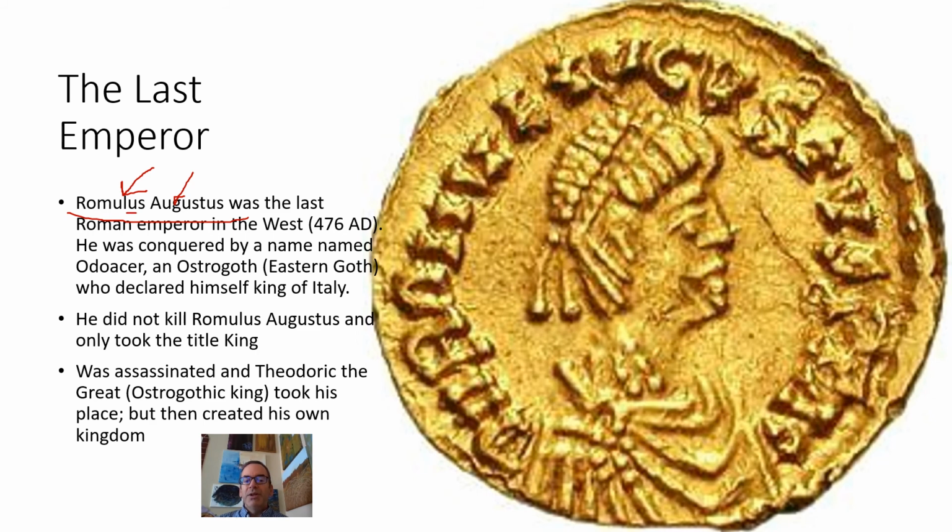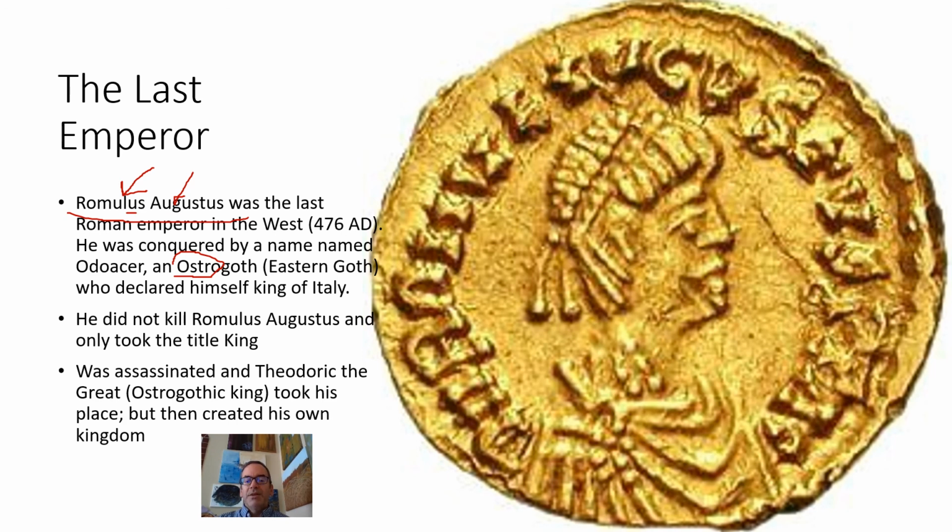Odoacer, who was an Ostrogoth. So Ostro means east, Visi means west. So the Western Goths, Visigoths, and the Ostrogoths are the Eastern Goths. He then declared himself, which is kind of interesting, a king of Italy. So he didn't say he was an emperor, but he was a king, and he probably did this so that the emperor in the east, which we still have, would not invade and take his territory over. So he pretty much said, "I'm king, and I'll take care of these territories for you."